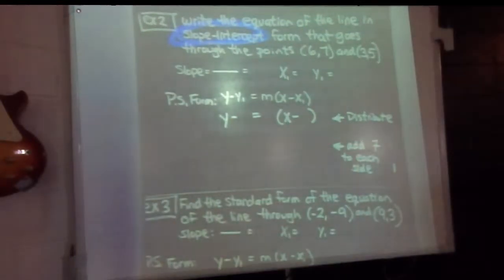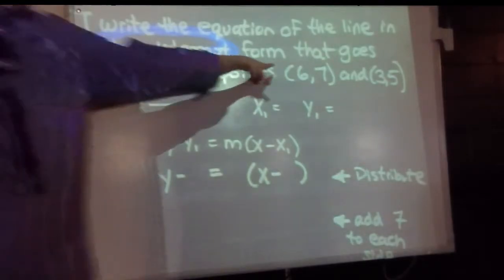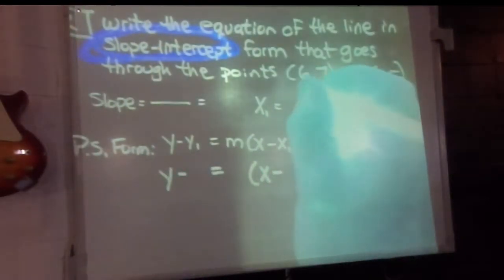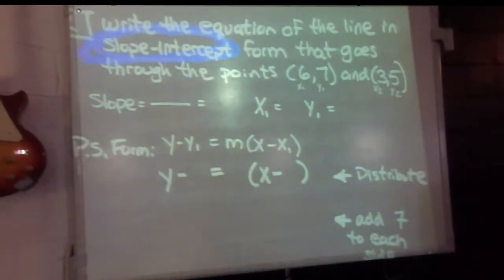So keep in mind, we want our final answer to be y equals mx plus b. Write the equation of the line in slope intercept form that goes through these points (6, 7) and (3, 5). Did they give you a slope here? No. What did they give you instead? x1, y1, x2, y2. They gave you 2 points.